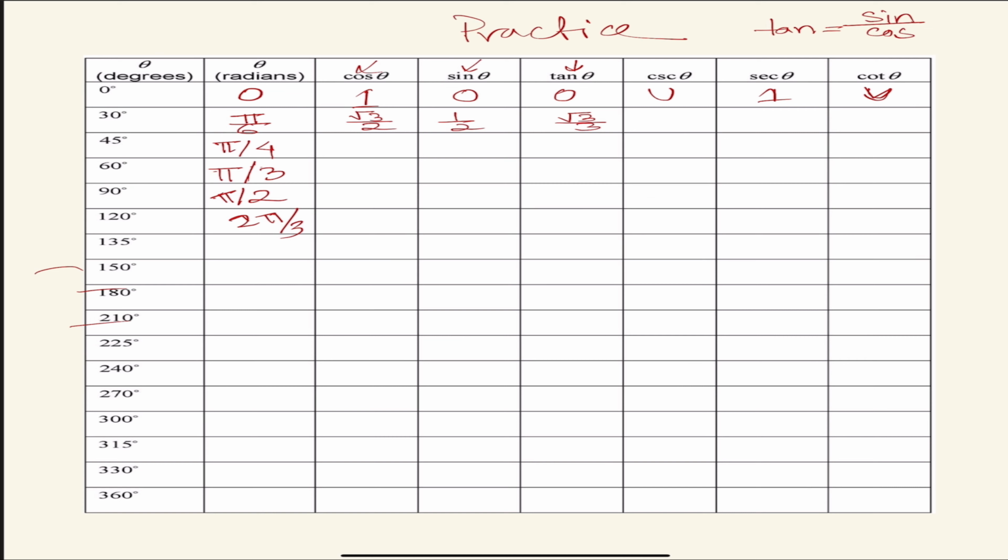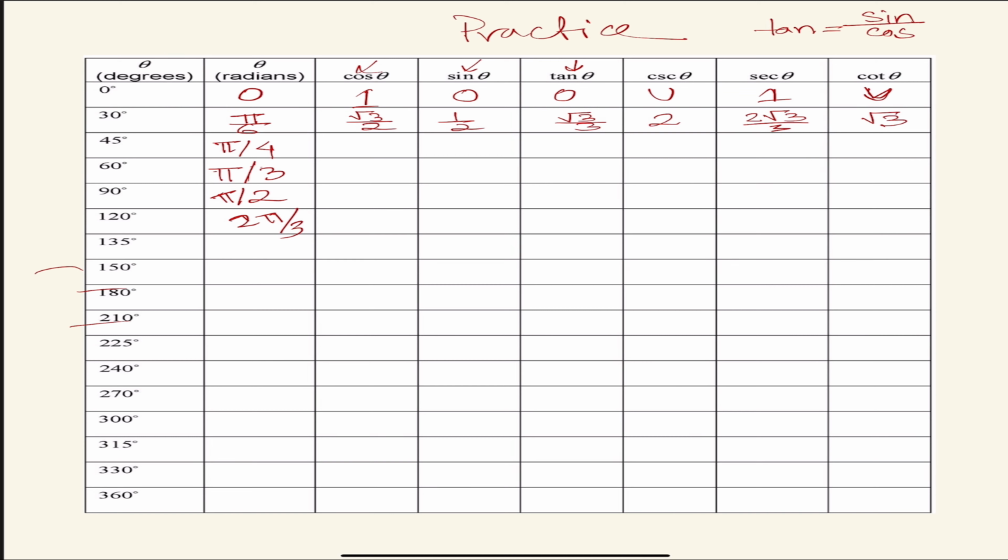Cosecant 30 degrees is going to be just 2, because you're going to just flip sine theta. Secant 30 degrees is just 2 square root of 3 by 3. And cotangent 30 degrees is just square root of 3, since it's going to flip it. So the same way you guys can do it.